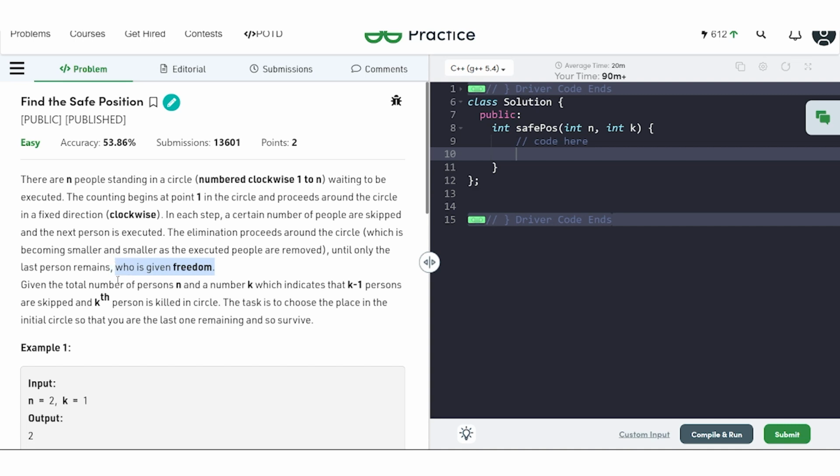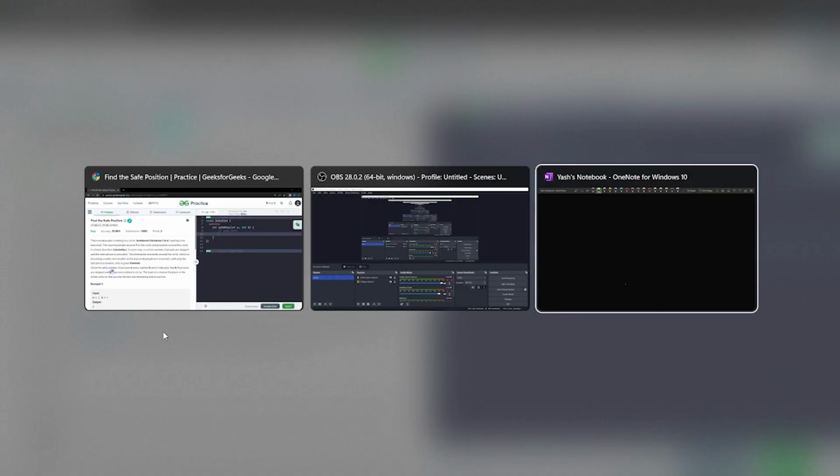So we have been given the total number of people as n and a number k, which indicates that k minus 1 people will be skipped and the kth person will be executed in the circle. The task is to choose a place in this circle initially that will be safe, that will survive in the end. So let's quickly discuss this with the help of sample test cases.